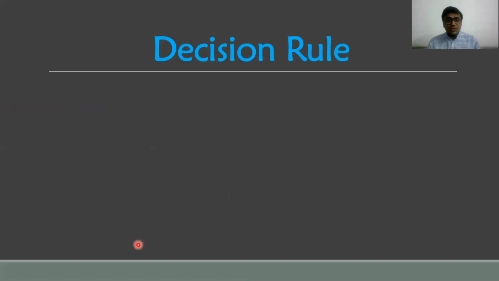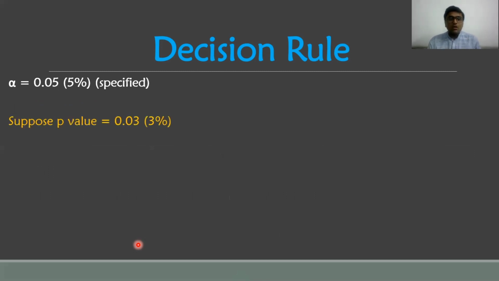Now what is the decision rule? If alpha is equal to 0.05 and it is specified before we conduct the experiment, suppose p-value is equal to 0.03. Now this p-value shows that at 3% we can reject the null hypothesis. The smallest level at which the null hypothesis can be rejected is 3%. Here this p-value is less than alpha.